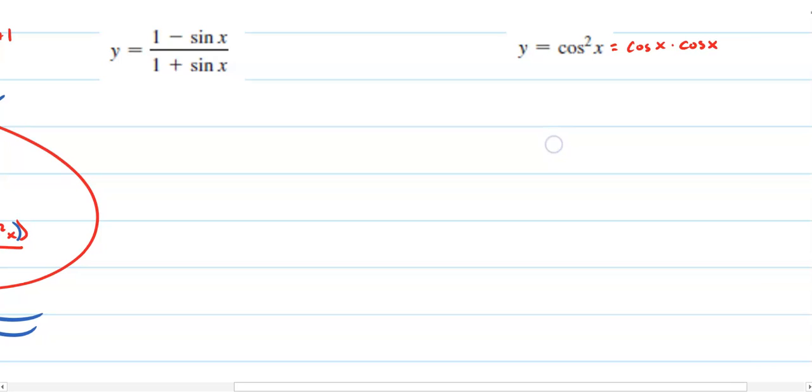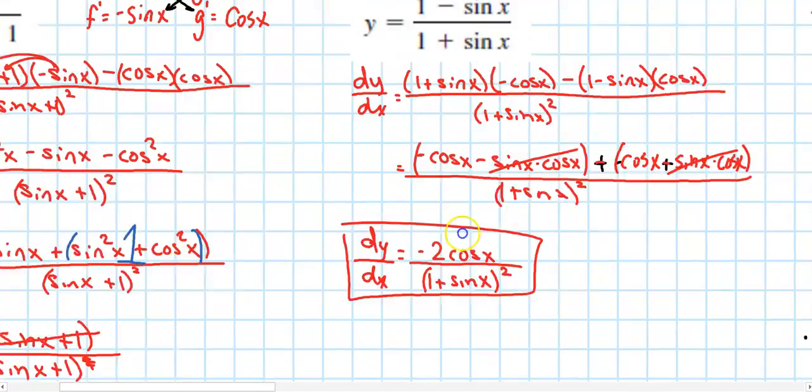I'm going to switch to another screen to show you my solutions for these other two examples, and you can check your work against them.